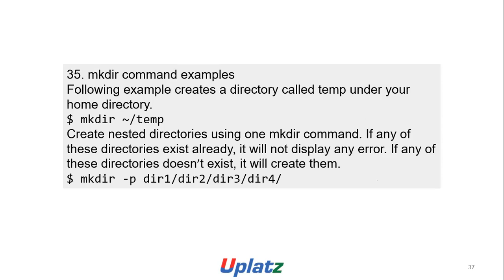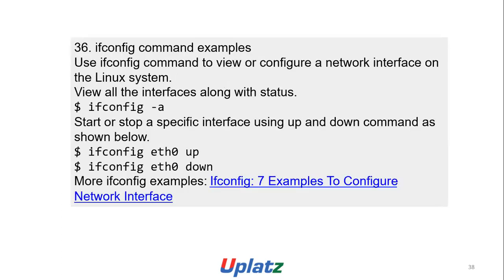mkdir command examples: the following example creates a directory called temp under your home directory: mkdir ~/temp. Create nested directories using one mkdir command. If any of these directories already exist, it will not display any error. If any of these directories does not exist, it will create them: mkdir -p dir1/dir2/dir3/dir4/.